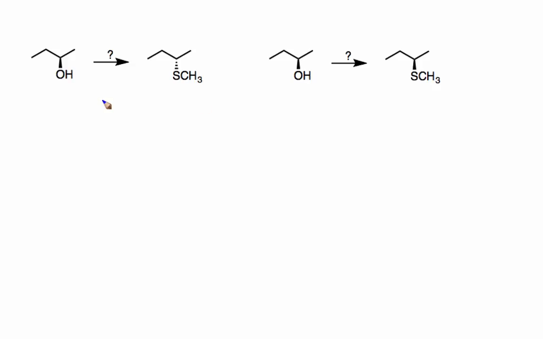In this example, we're trying to convert these alcohols to these sulfide compounds. In both cases we're doing a substitution with SCH3, but in the first example we're going from an out alcohol to a back SCH3, so we're doing an inversion in configuration. In the second example, we're going from an out alcohol to an out SCH3, so we're retaining the configuration. So this is a retention.